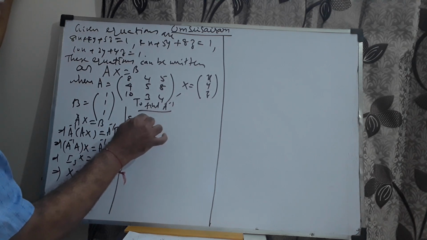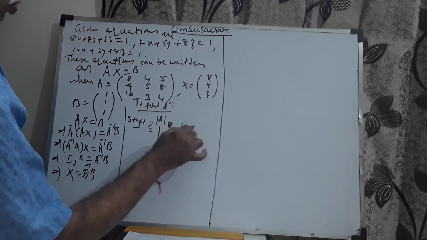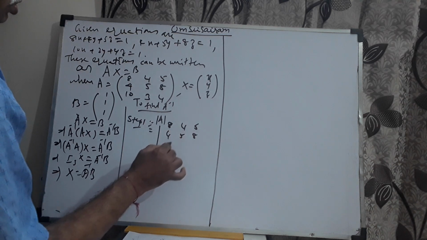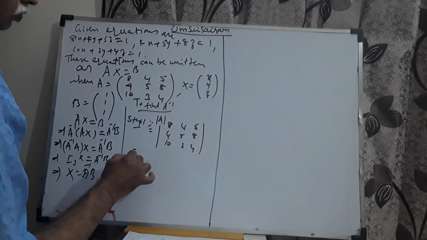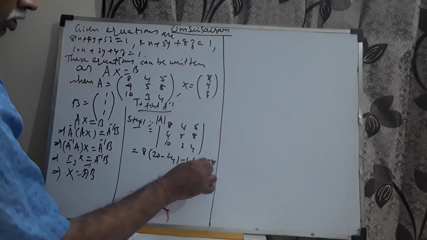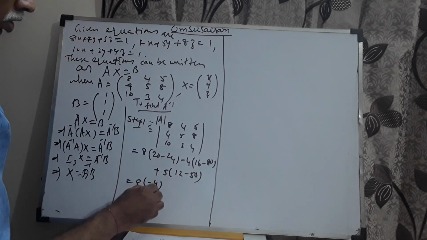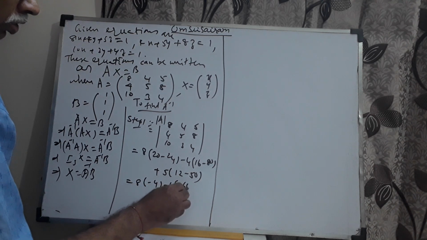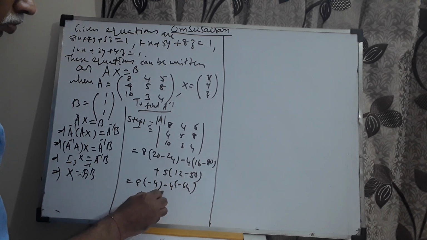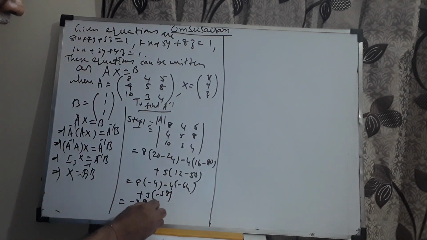Now step 1. Let me try to find determinant A. Determinant of 8, 4, 5, 4, 5, 8, 10, 3, 4, which will be equal to 8 into 20 minus 24, minus 4 into 16 minus 80, plus 5 into 12 minus 50, which is equal to 8 into minus 4, minus 4 into minus 64, plus 5 into minus 38, which is reduced to minus 32, plus 256, then minus 190.